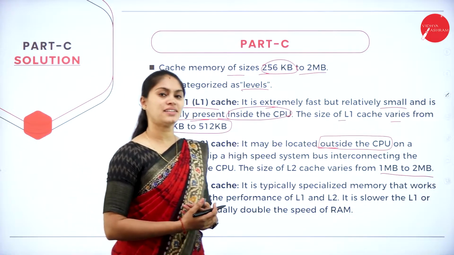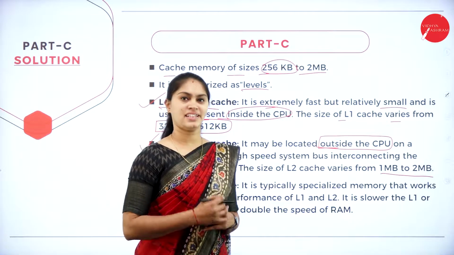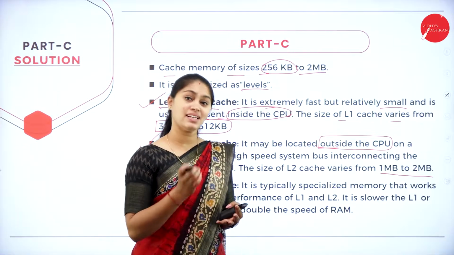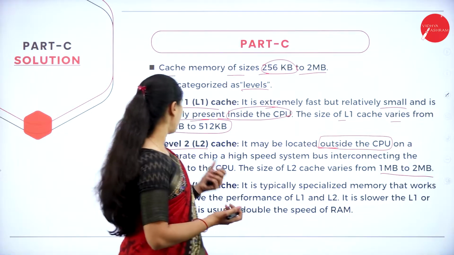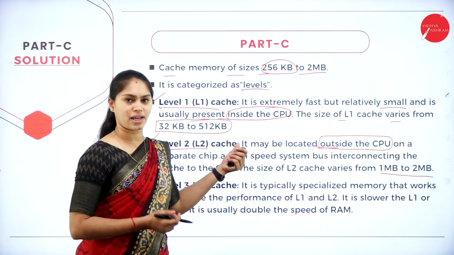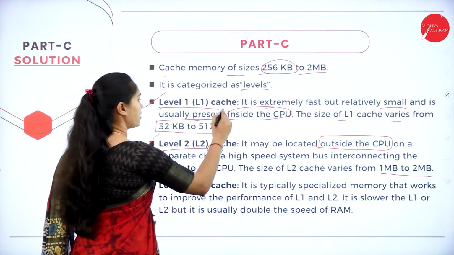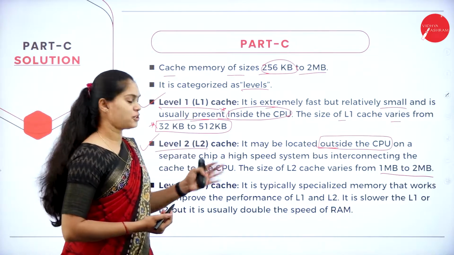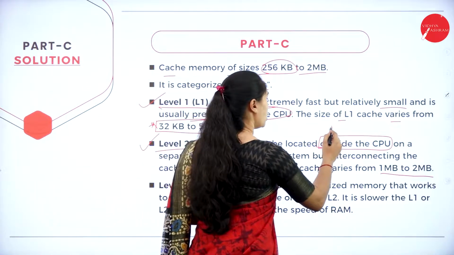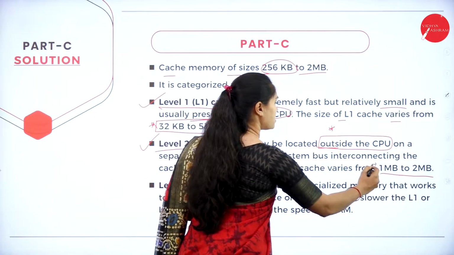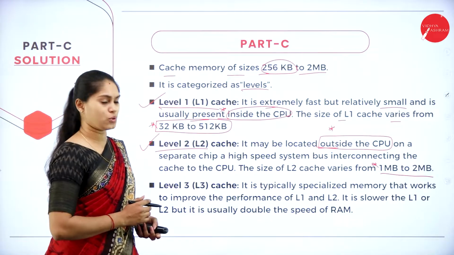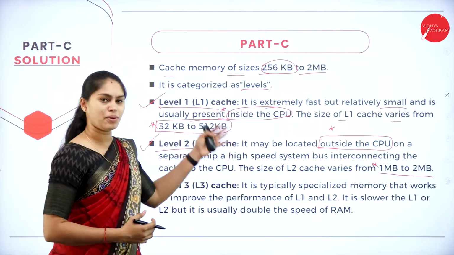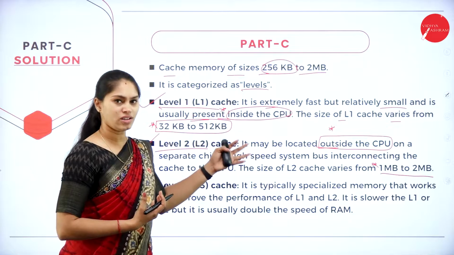When you are writing the types of a cache memory, you mention its levels L1, L2 and L3. L1 will be inside the CPU and its size is from 32 KB to 512 KB. Consider those two as 2 points. This will be 1 point, this will be another point. When you come to L2, there also you mention where it is located, what its size is, and how it is connected to the CPU. That is another point you can write. This will help you score 2 marks.